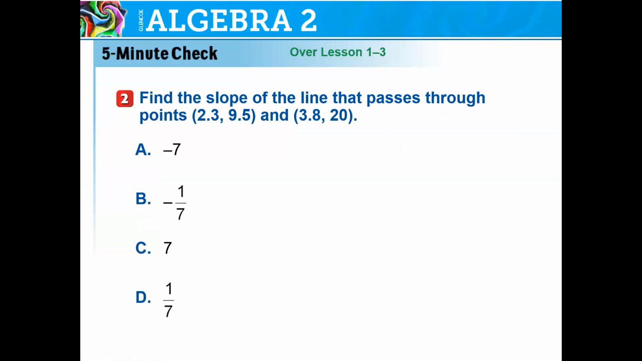Okay, find the slope of the line that passes through points (2.3, 9.5) and (3.8, 20). This one's handled the exact same way. It's just a little confusing because they have decimal points. It doesn't matter which one we plug into y2 and x2, as long as they are matched up.